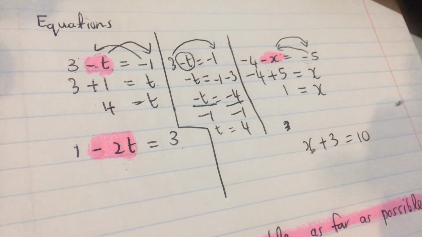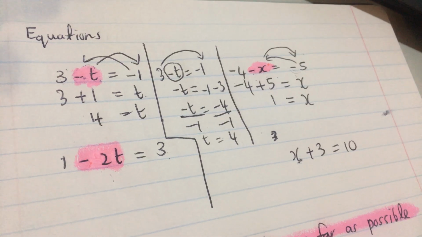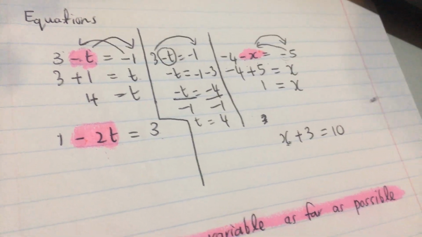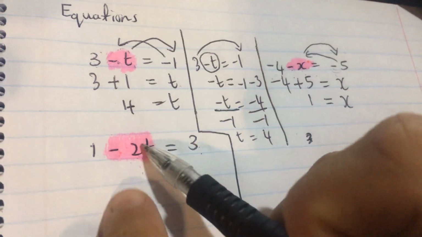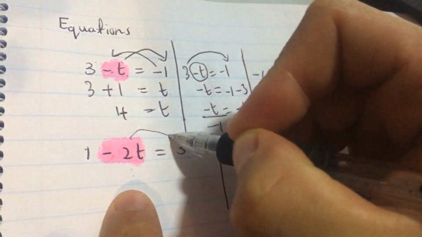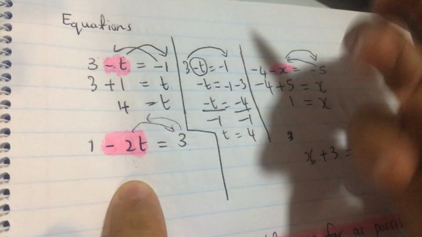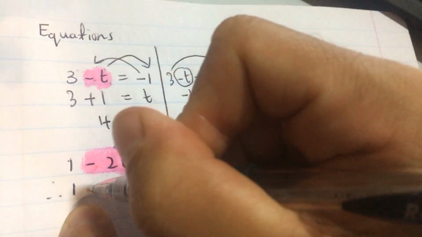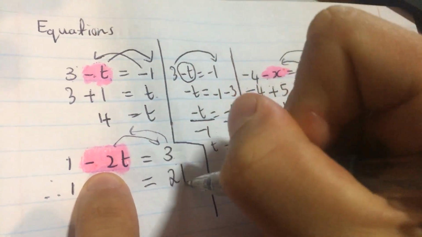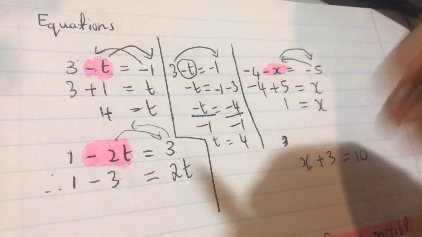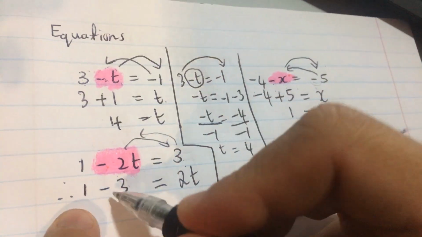But if you didn't do your homework and you haven't been working, you don't know where you are, you lost. All right. So now this is a negative, so I'll rather take this over there, and I'll take the 3 back over that side. So it's therefore 1 minus 3 is equal to, that goes over, so it becomes 2t. All right. Now that it's positive, I can solve this.